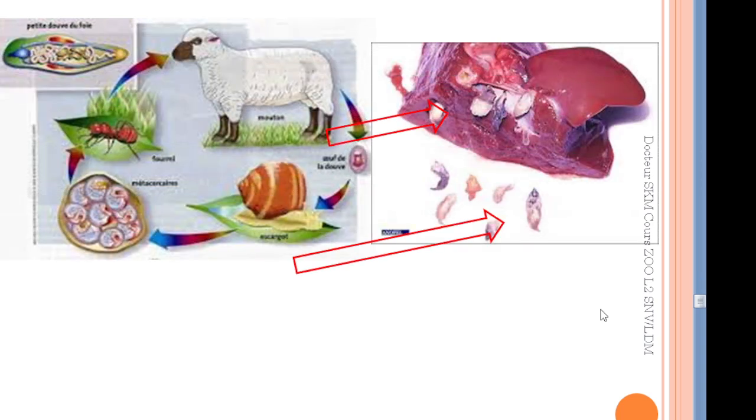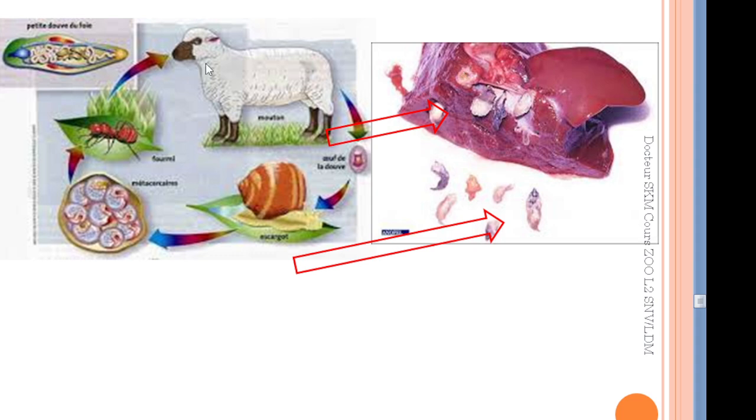So, let's move to the third one, which is trematodes or flukes. Les trématodes ou les douves. Okay? So, this parasite is largely known to contaminate the liver of sheep.